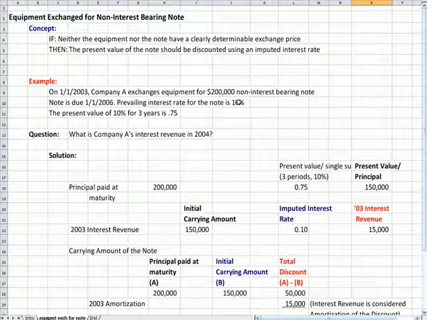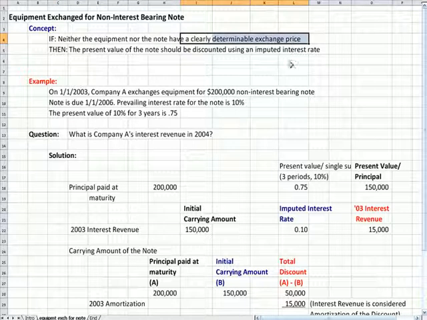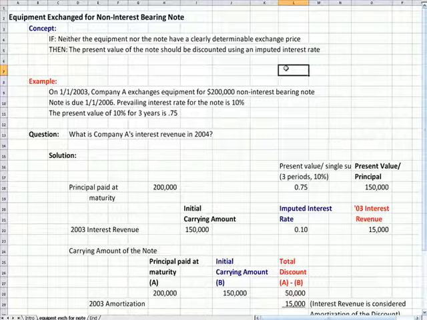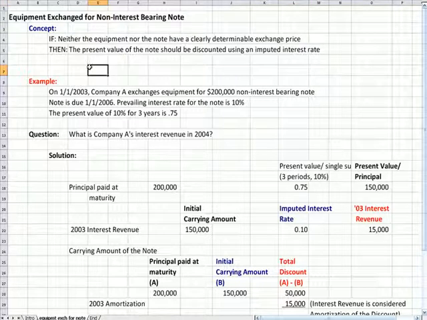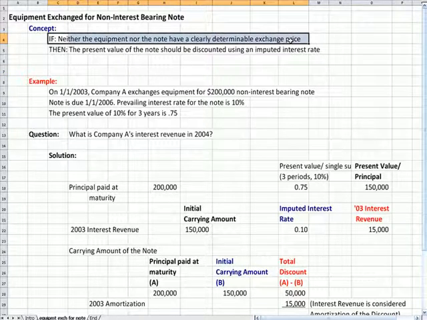I think this is a particularly tough concept because it involves two things that I think are confusing. The first is that we're exchanging one asset for another and no cash is exchanged. And the other is that, as you'll see up here at the top, neither the equipment nor the interest-bearing note have a clearly determined exchange price. Now that's unusual because normally you would be able to find some sort of comparable to value all assets, including a piece of equipment or an interest-bearing note. But in this case, we're assuming that you cannot.